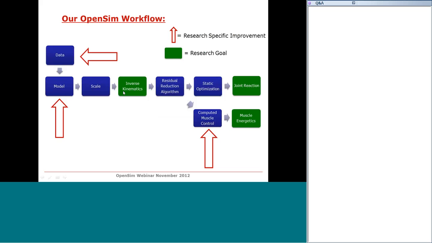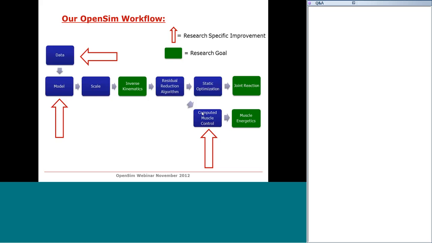Next, we run the residual reduction algorithm to minimize the effects of experimental error. It works by modifying the torso or pelvis center of mass location and allowing the kinematics to vary slightly so that the motion of the model is dynamically consistent with the ground reaction forces. Whether we use static optimization or computed muscle control to resolve the individual muscle forces from inverse dynamics depends on the application.